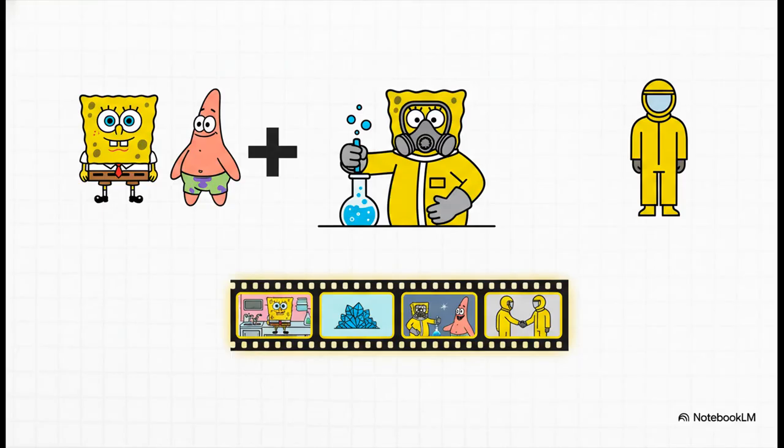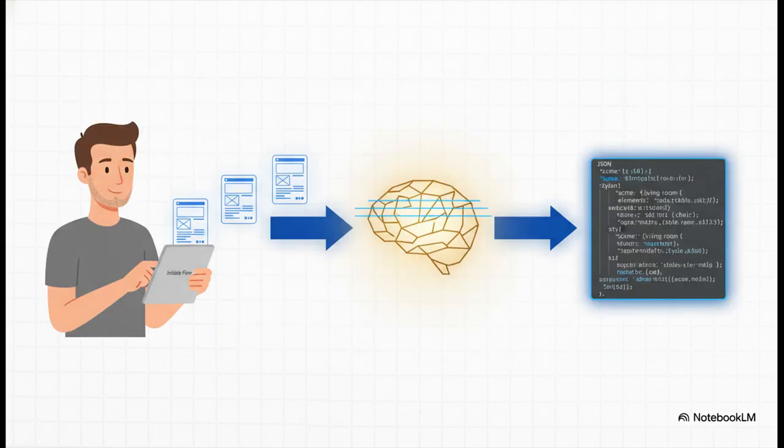Okay, step 1, concept and capture. And just to make this fun, we're going to use a hilarious example from AI Rush Hour's video, a parody of SpongeBob and Patrick in the world of Breaking Bad. So the first thing you do is find the clip you want to parody and just grab a screenshot of each key scene.